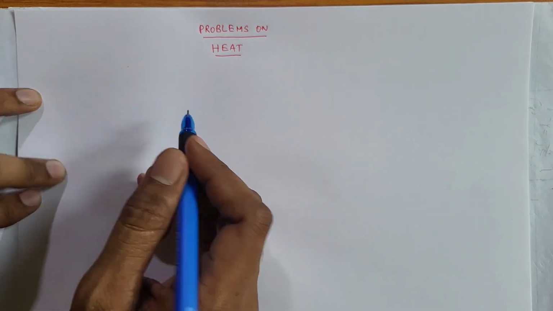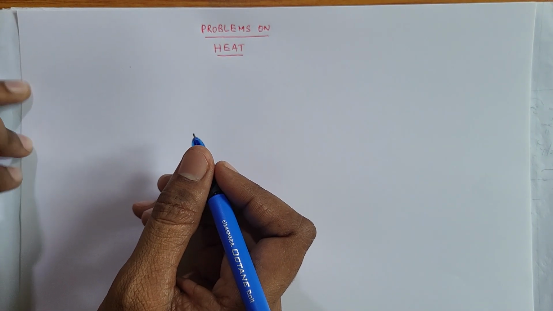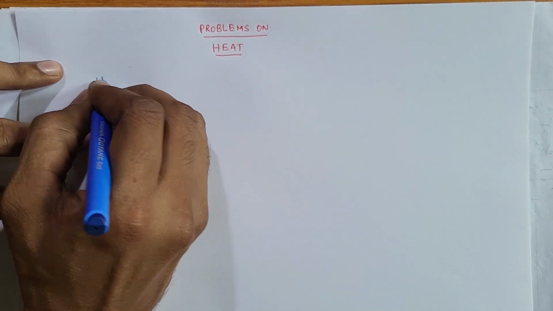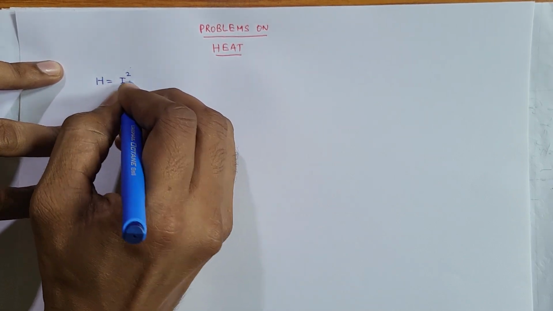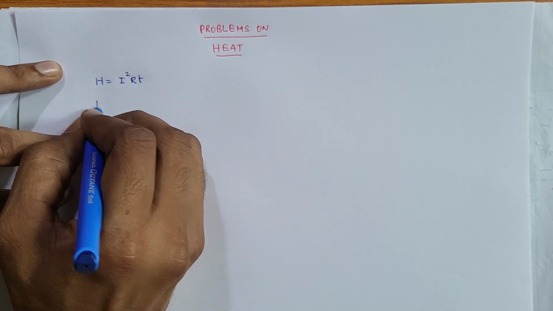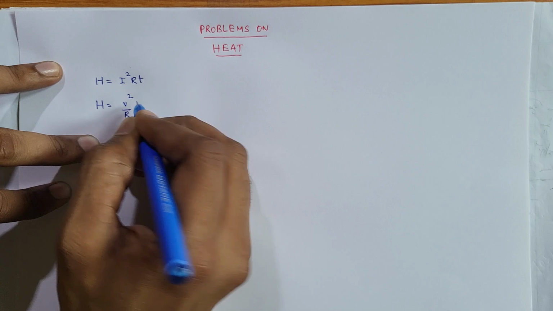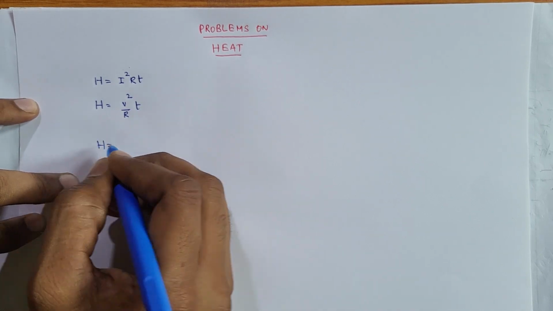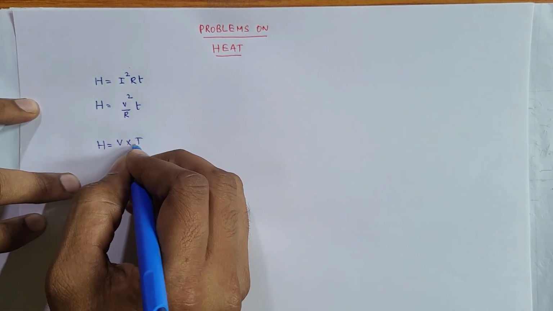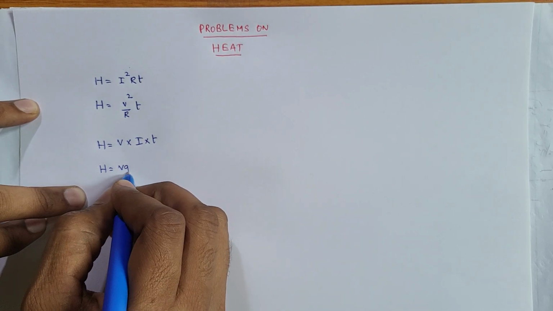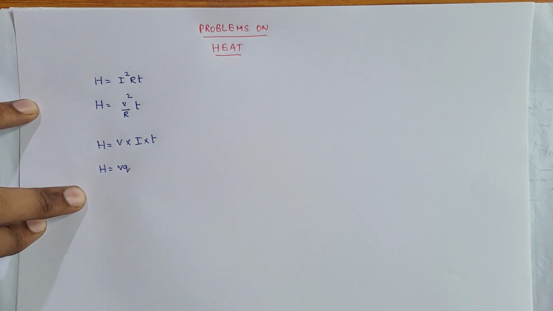We know that the formulas for heating effect of electric current, or the heat generated, are H is equal to I square into R into T, and H is also equal to V square divided by R into T, and it is also equal to V into I into T, and this is also equal to V into Q. These are all the formulas which we use to calculate heat generated in an electric conducting material.